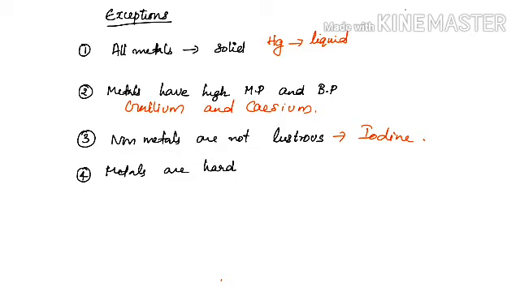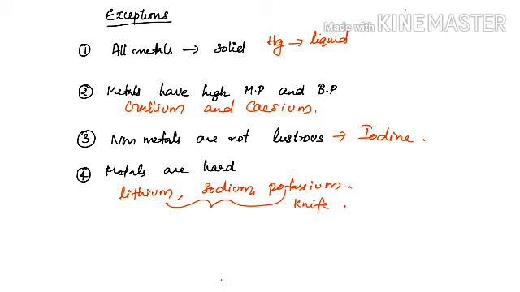And again we have studied that normally all the metals are hard, but there are certain metals which are soft. They are lithium, sodium and potassium. These are the exceptional cases for hardness. Normally all the metals are hard, but metals like lithium, sodium and potassium are very soft. We can even cut them with a knife. They also have very low density and a very low melting point.